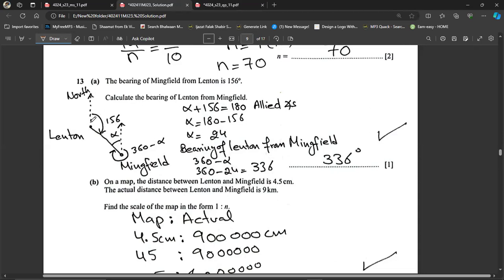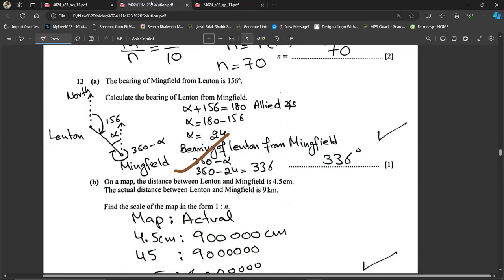If this is 156, these two north lines are parallel to each other, so these two angles, alpha and 156, are allied angles. So their sum is equal to 180. So alpha plus 156 equals 180, so alpha equals 180 minus 156, which is 24. So the bearing of the lantern from the Ming field, this angle, will be 360 minus alpha. That's 360 minus 24, that is 336.